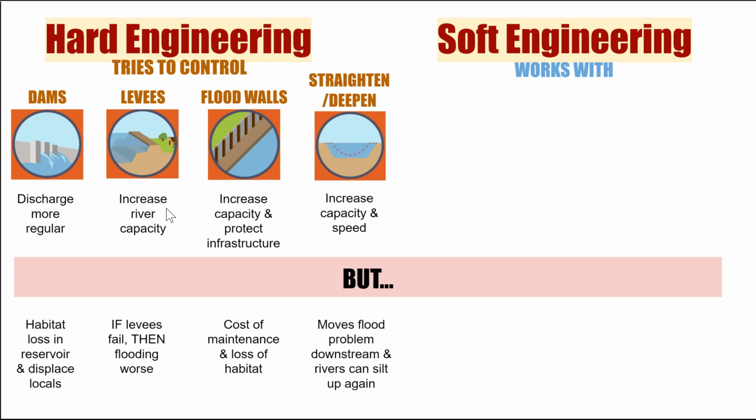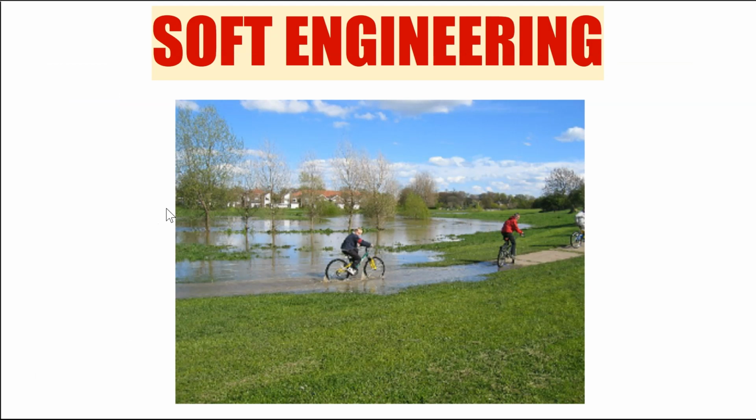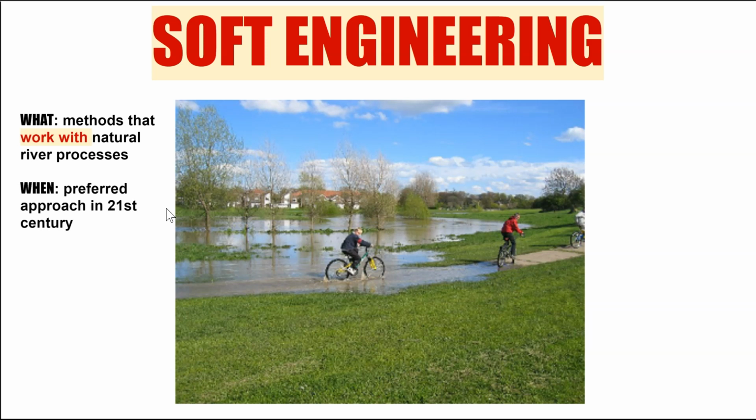So with hard engineering trying to control the natural processes, you can, to a degree, get flood control, but look at all of those negatives. So that's what then brings us to soft engineering. This is trying to work with natural processes rather than trying to control them. It's definitely the preferred approach nowadays where we can use it, and there are various places, and we'll see them as we go through this.